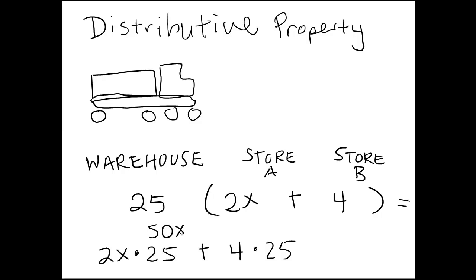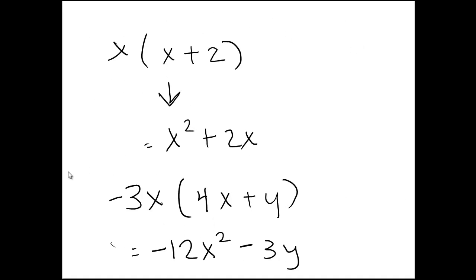Lastly, we did a couple other examples, such as x times (x plus 2), which becomes x squared plus 2x, and we have negative 3x times (4x plus y), which creates, ooh, I caught a mistake. This should be negative 3xy. It's a good thing we went back and checked. So negative 3x times 4x becomes negative 12x squared. Negative 3x times y becomes negative 3xy.